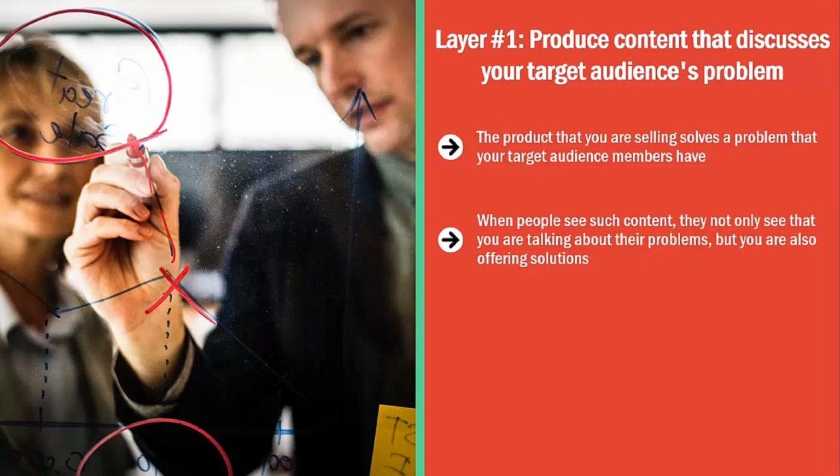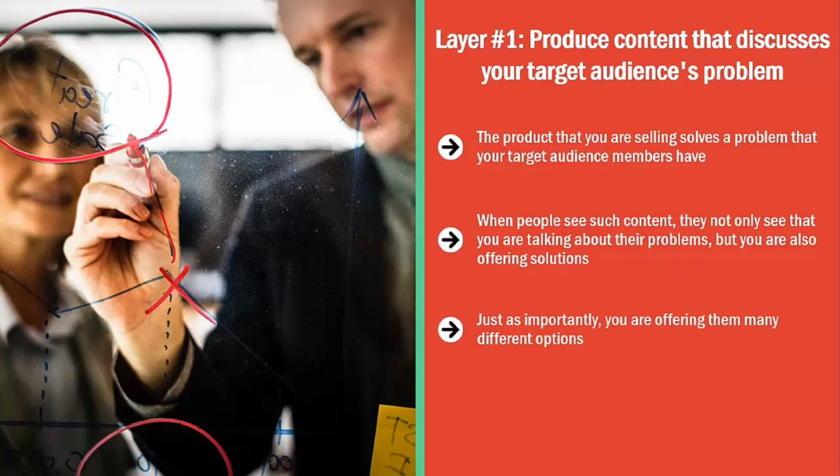Layer number 1. Produce content that discusses your target audience's problem. The product that you are selling solves a problem that your target audience members have. Create content that discusses their problem. When people see such content, they not only see that you are talking about their problems, but you are also offering solutions. When they see this, you establish authority and credibility. You are talking their language. You are speaking to issues that are important to them.